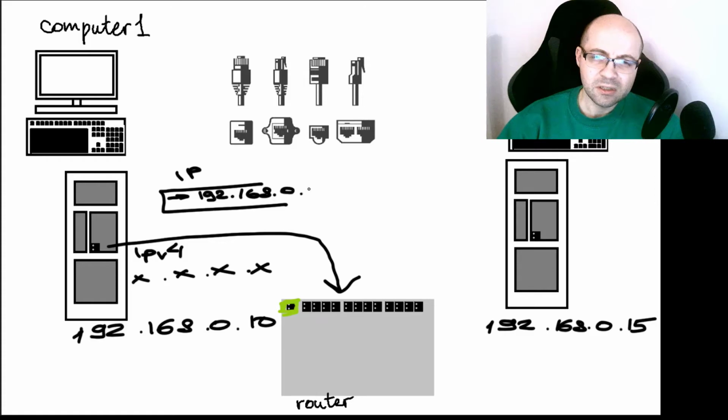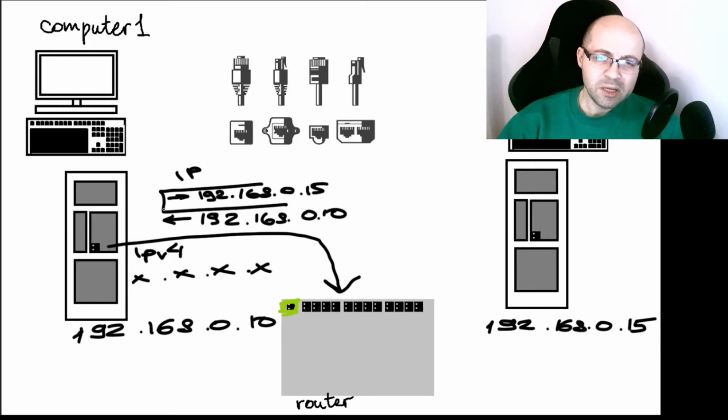The packet would go to the address 192.168.0.15, right? This is the target IP address in the packet. And of course, if you want to be able to reply to it, the target computer must know where it comes from. So there will be a source IP address 192.168.0.10.